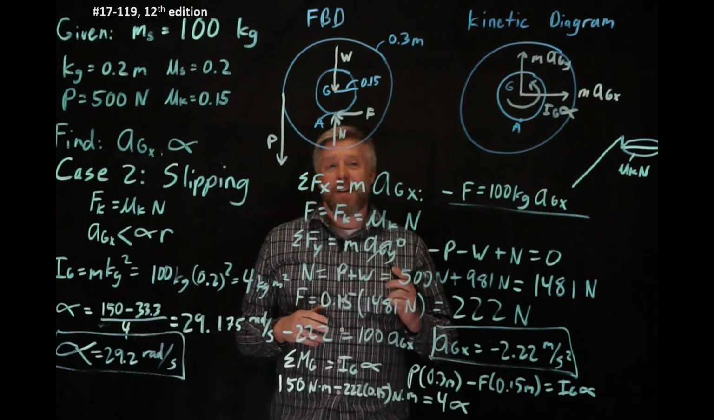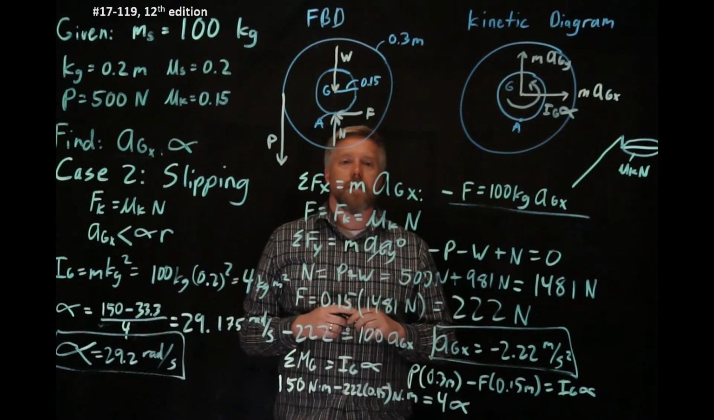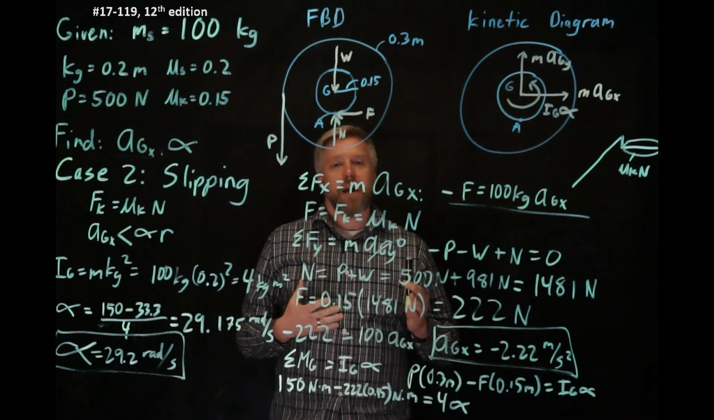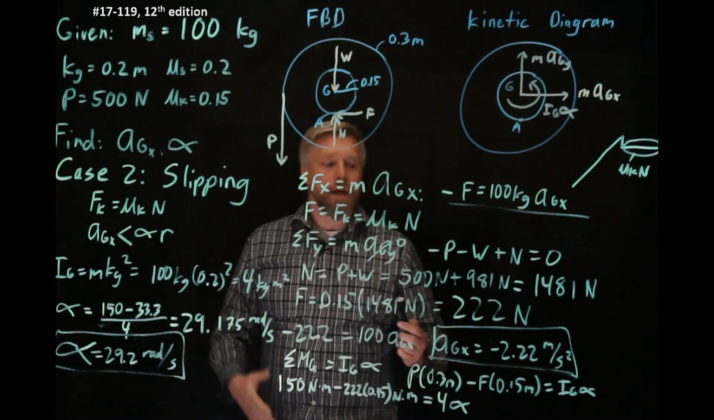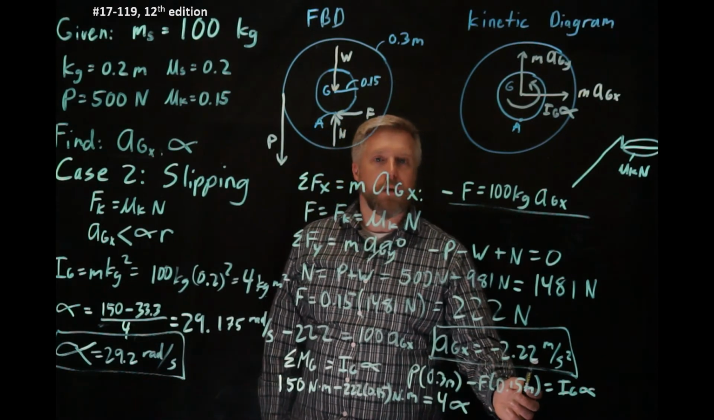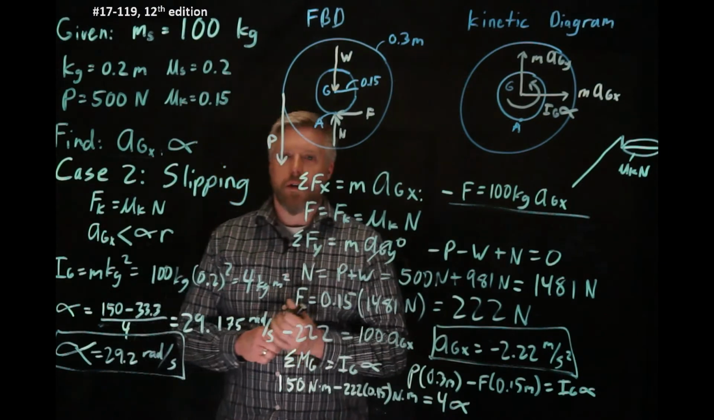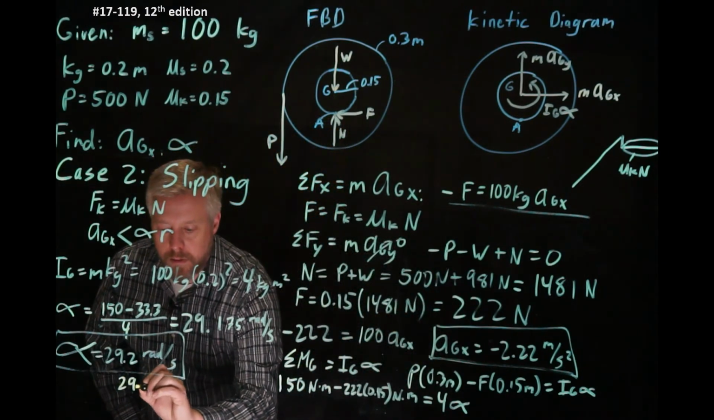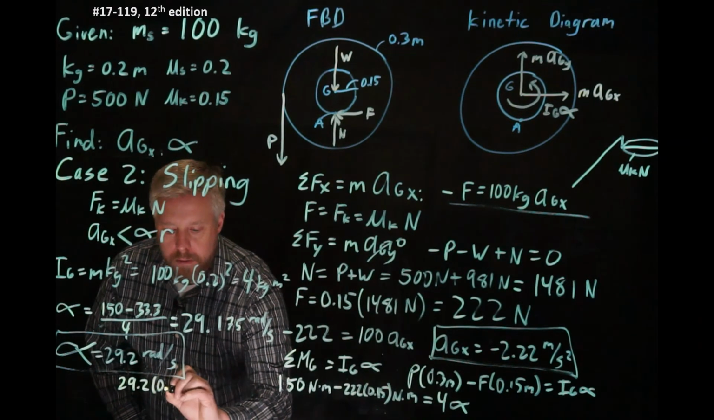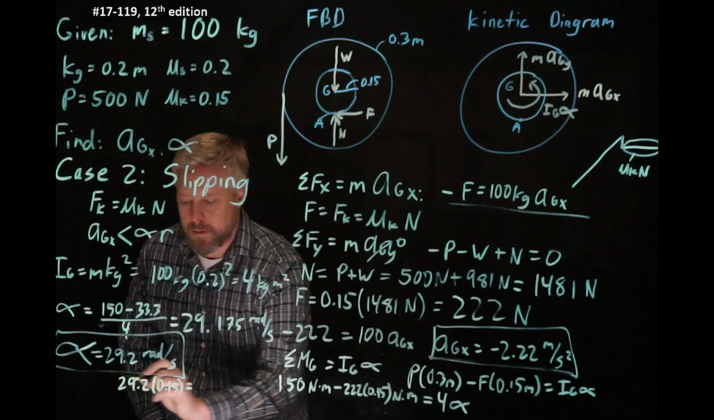If you had done case 2 first, which you could have done, that's a perfectly valid way of solving it, you would now need to check to see if case 2 is valid. How would we do that? Well, we look at AGX, negative 2.22, and we say it has to be less than alpha r. Let's check that real quick. Alpha r would be 29.2 times R, which is 0.15. You calculate that together. This is our alpha r.